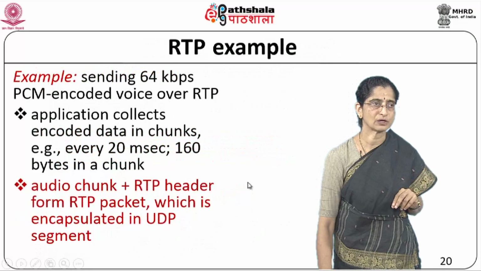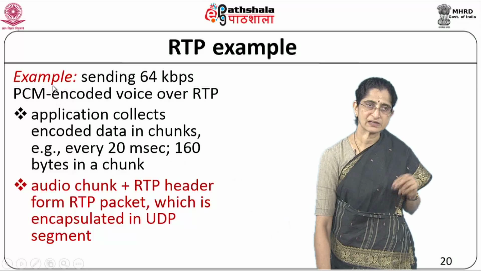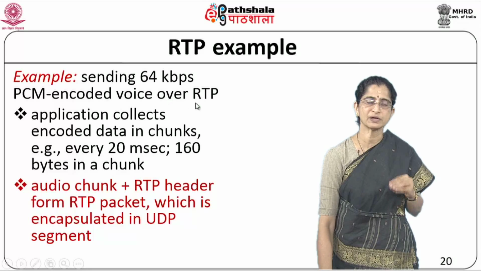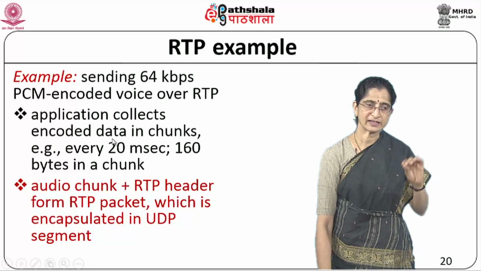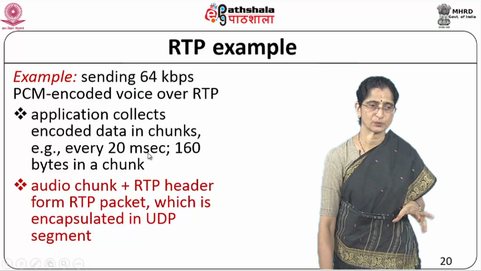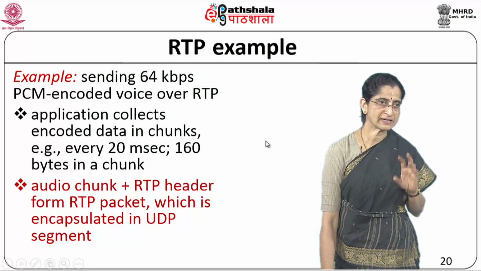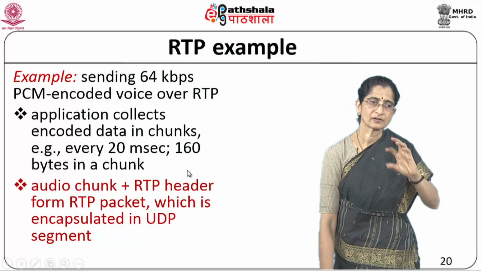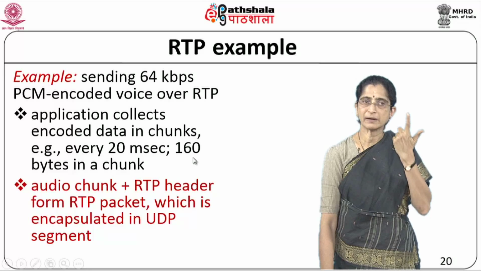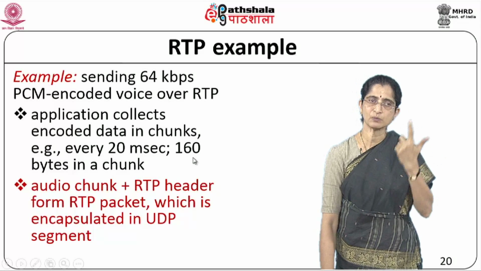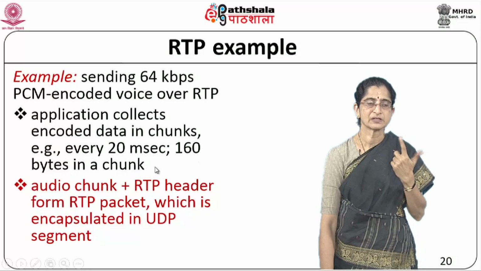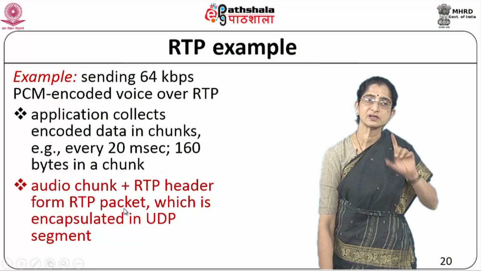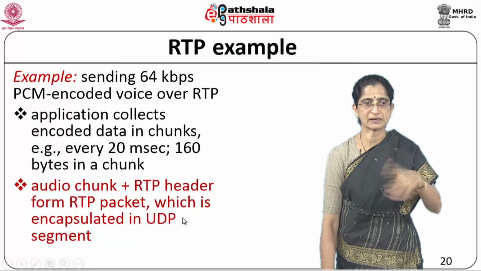So, this is just a small example to understand this. Let us say we are sending the same example of 64 kilobit per second PCM encoded voice over RTP. The application will collect the encoded data in chunks, for example, every 20 milliseconds. So, you will have 160 bytes in a chunk. We are assuming that you are sending 1 byte per sample, 160 samples, 1 byte per sample. So, you will have 160 bytes in the chunk. This 160 byte chunk plus the RTP header forms the RTP packet, which will now be encapsulated in a UDP segment and it will be sent.